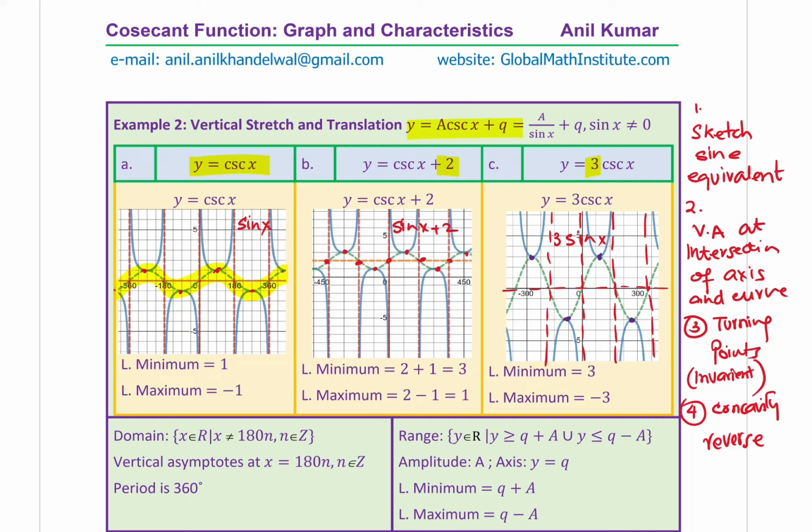As far as the range is concerned, in general, I can write that the range will be all real numbers, and the value will always be greater than or equal to q plus a, and less than or equal to q minus a. The amplitude is a, the axis is at q, the local minimum value is q plus a, and the maximum value is q minus a. So with that, you can write generally the characteristics of any cosecant function. Clear?